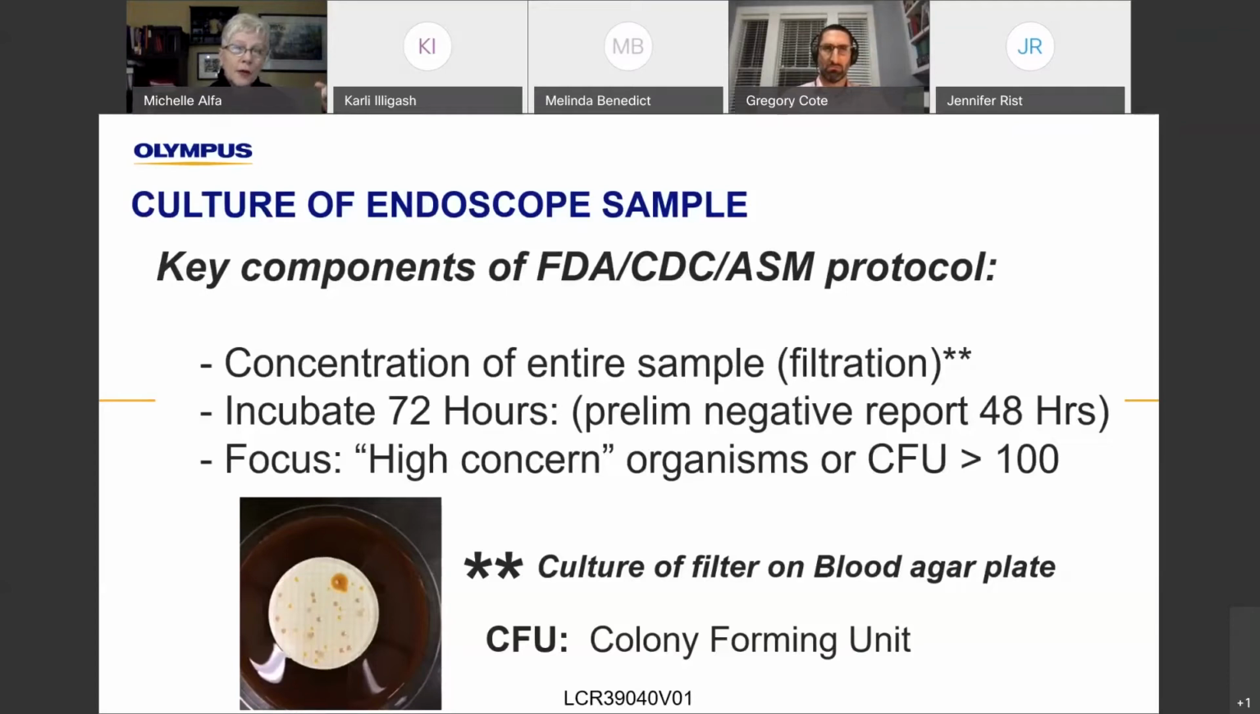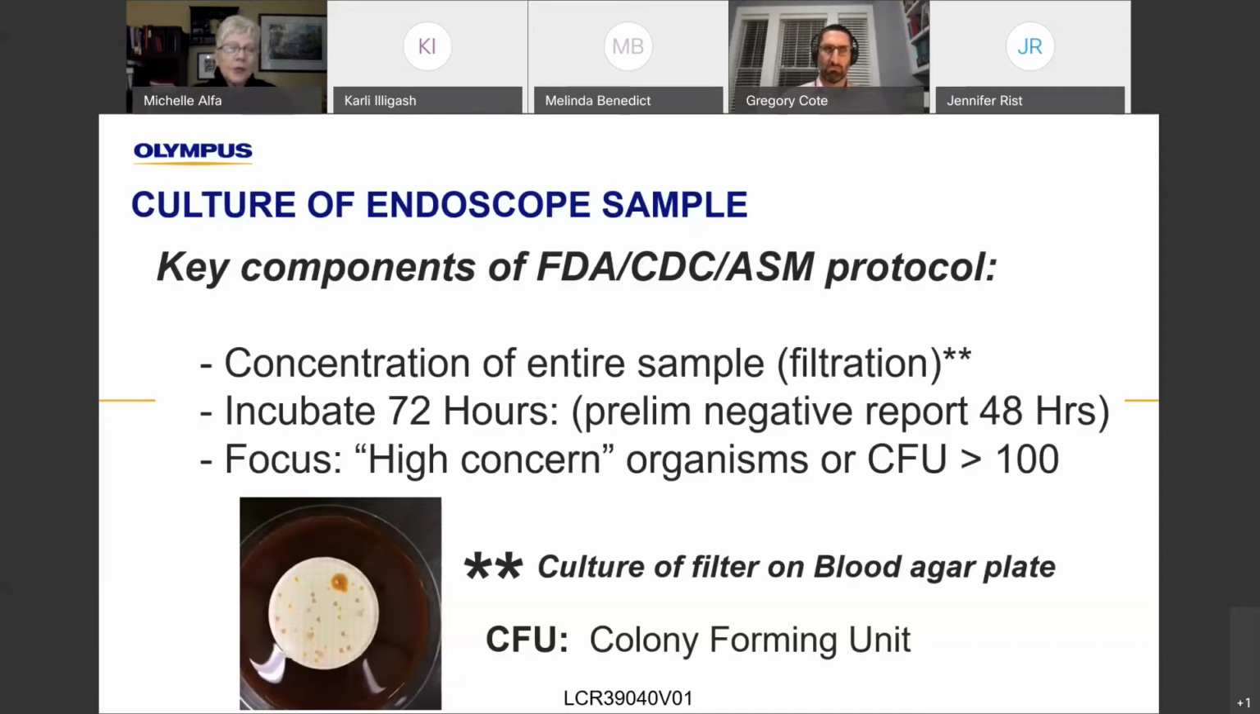And each bacterium that is captured on that filter, once the filter is placed on a blood agar plate, as shown in the diagram, and incubated, will replicate and form a colony. So a colony forming unit means there's one organism that replicated and we can detect it because it's grown enough to form a colony.